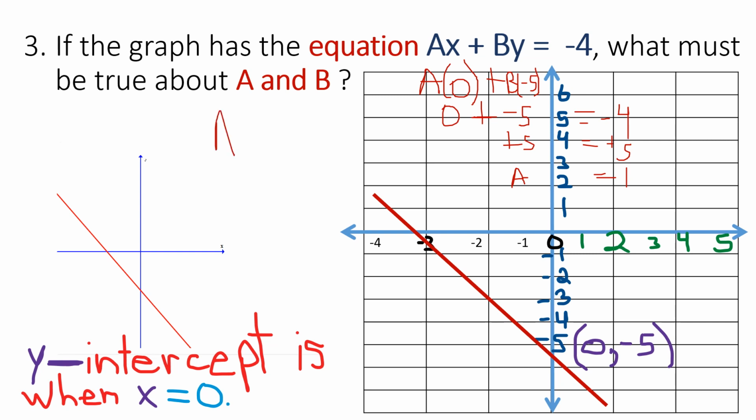So a is greater than 0, and b is less than 0. That's what they're asking you. You just have to sit and think through what's going on.